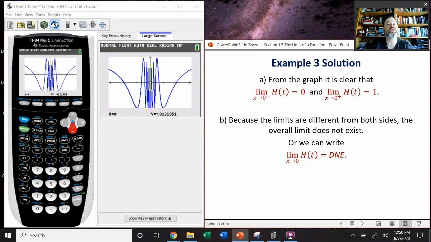And so I just call it the overall limit, right? It's the limit from both sides. So if a function is super wiggly or different on both sides, then the limit does not exist. It has to exist, and it has to be the same on both sides.